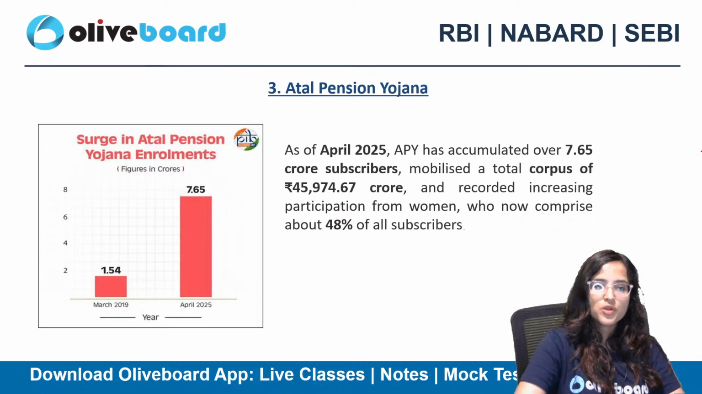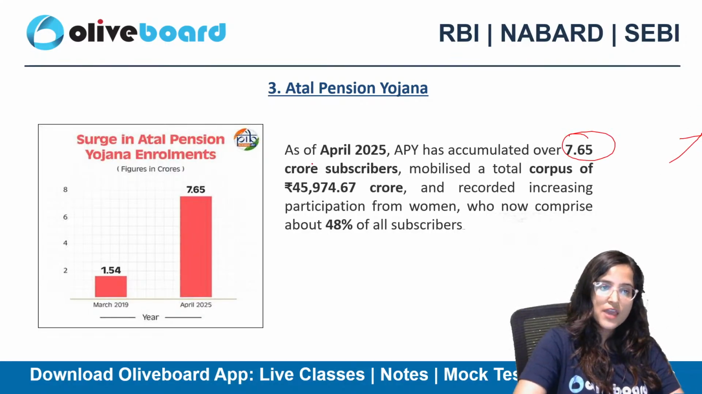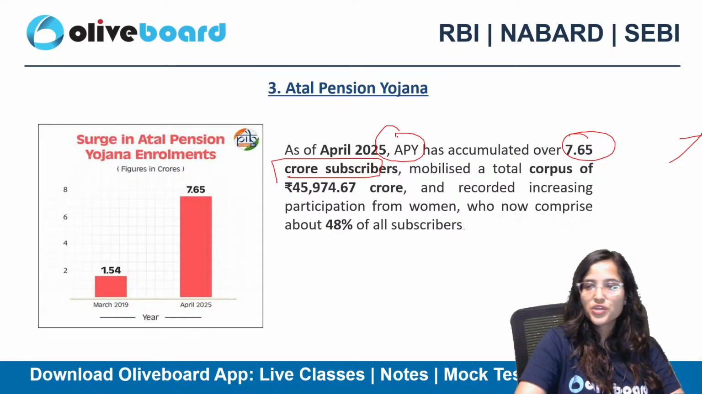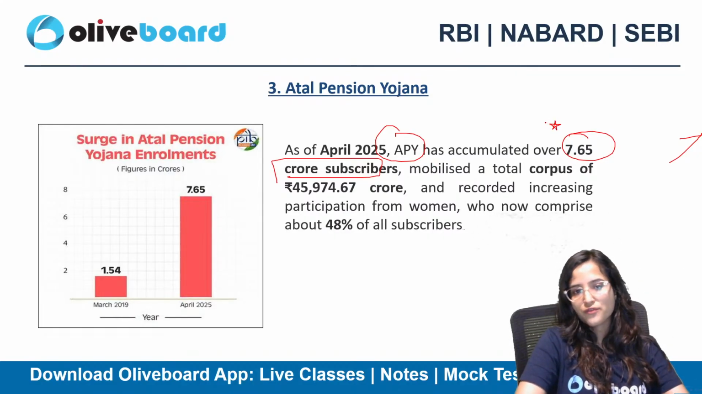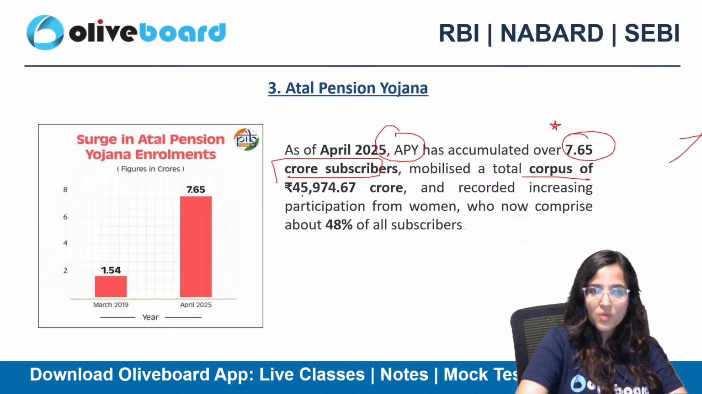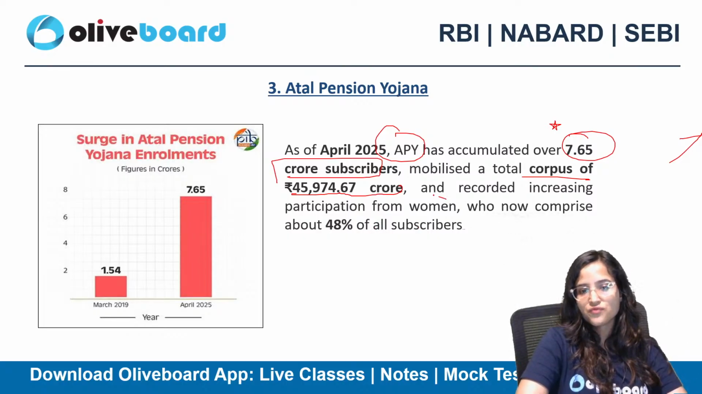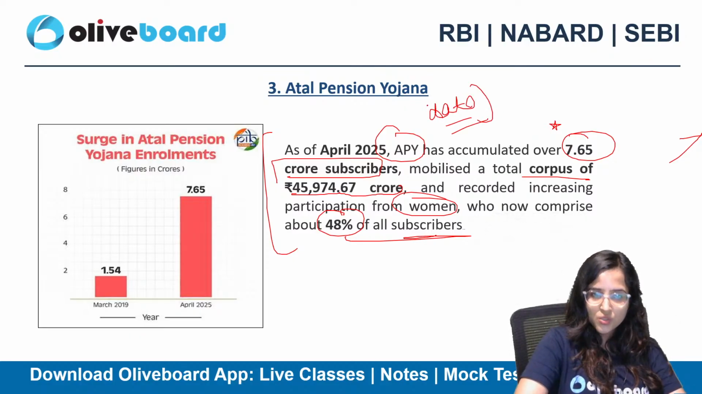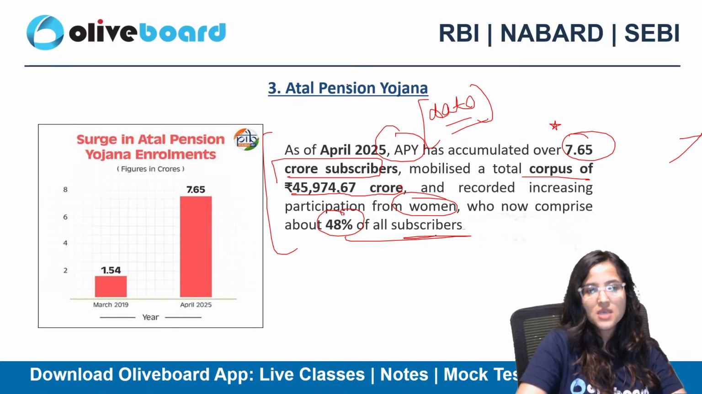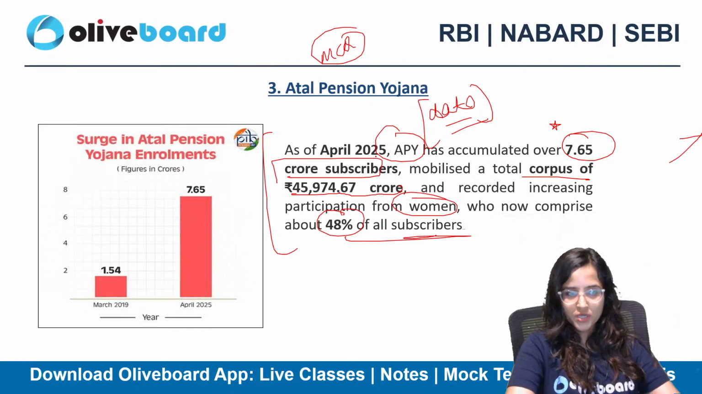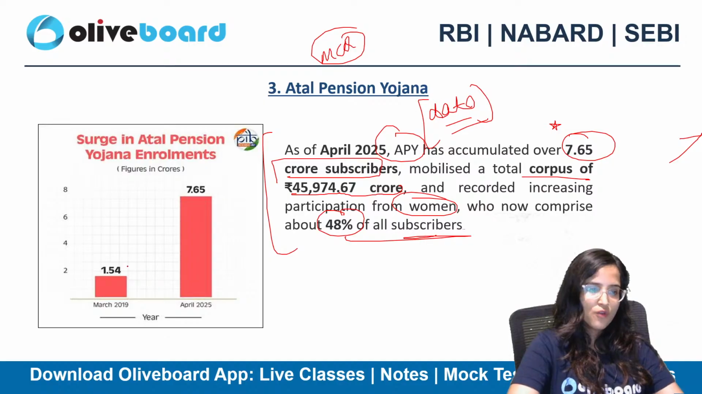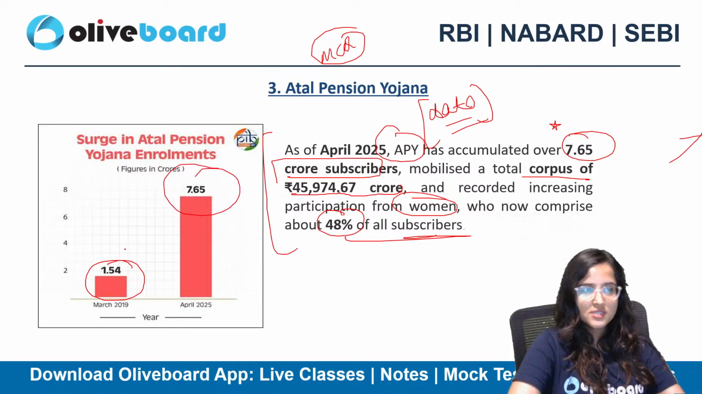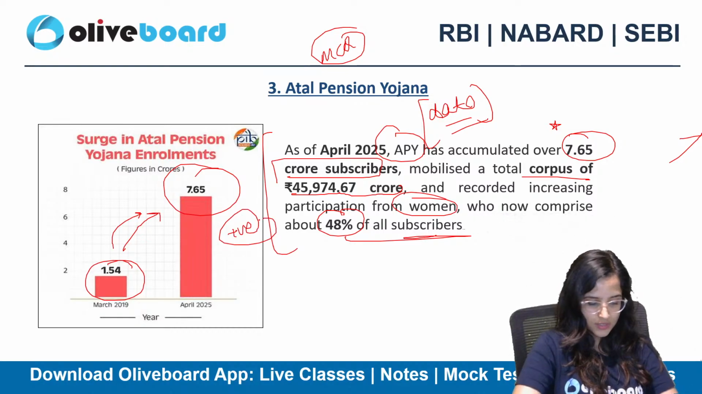Fine. And as of April 2025, APY has accumulated over 7.65 crore subscribers. So how many subscribers has APY accumulated? Over 7.65 crore subscribers. The total corpus that has been mobilized is 45,974.67 crore, and it has recorded increasing participation from women also, who comprise 48% of the subscribers. So this is a good amount of data that you have. If you get a long answer question, you should know about this. You can utilize such statements, and even for MCQs, this kind of achievement is important that you need to understand. Okay? So you can see over here from March 2019 to April 2025, this is the surge in the enrollments under APY, which has increased a lot. So we have seen a positive outlook in this, right?